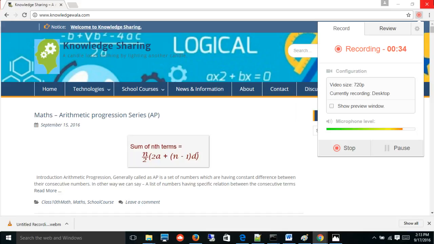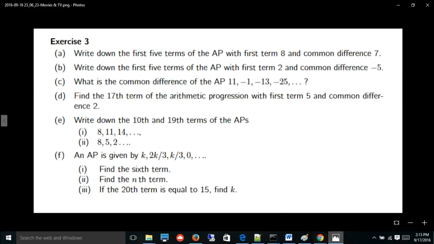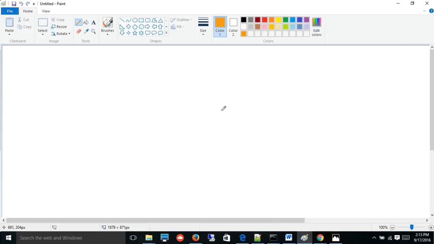As we already discussed, an arithmetic progression is a list of numbers which have some pattern. For example, 3, 5, 7, 9, and so on. This is called an AP series.